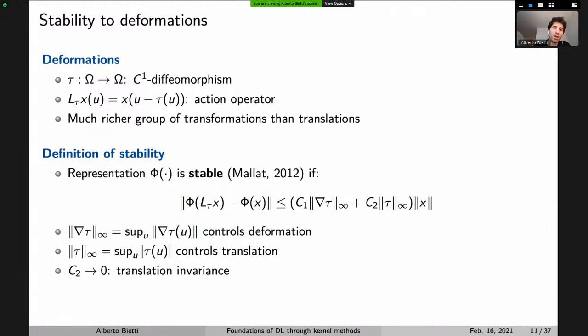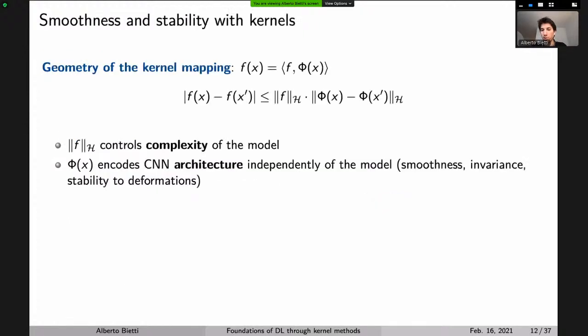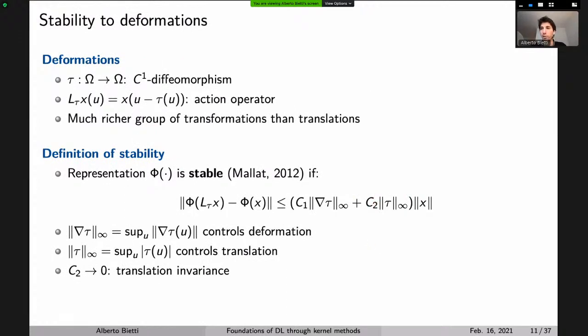So to be a little more formal, you can say that a representation phi is stable if, when you look at this deformed image, where L tau is the deformation operator, minus the representation of the original image, you're controlled by two terms. The second one depends on the largest possible translation, so it controls translation invariance. You're hoping that this constant C2 is close to 0, or very small. And then for this first term, if you have a translation, this is 0, so it's fine. But if you deviate slightly from a translation, maybe you do some warping of the image, or a zoom in or out by a factor 1 plus epsilon, then this will just be epsilon. So if you have such a relation, you're guaranteed to stay close, even if you do these small deformations.